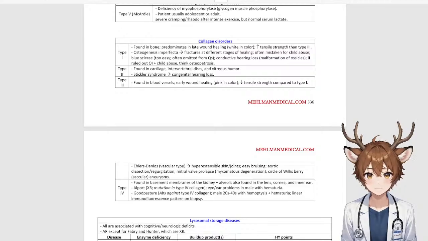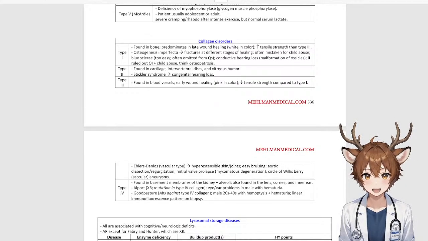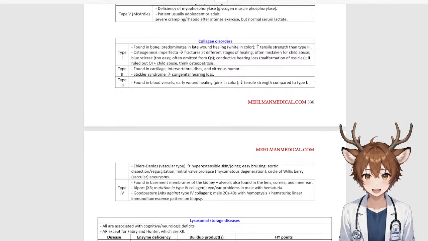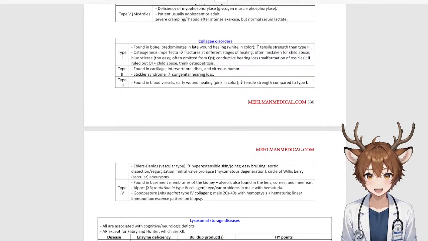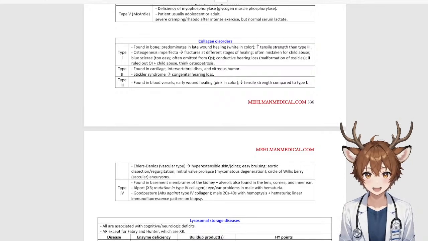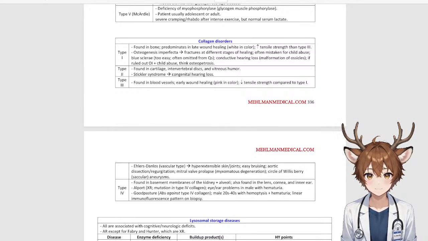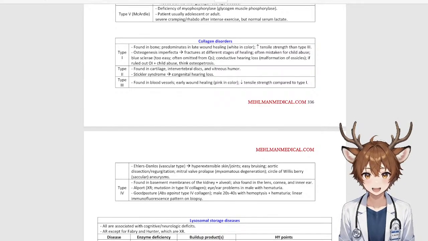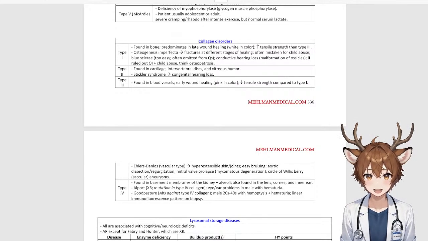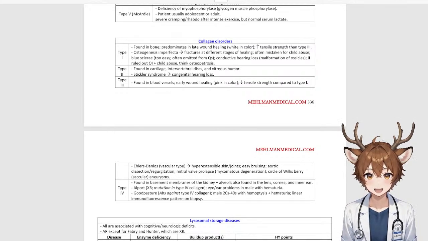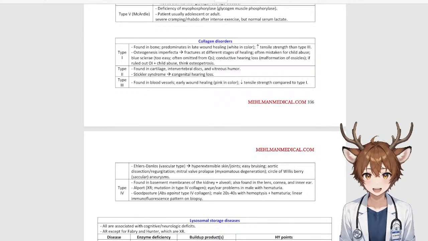What about type 2? Type 2 collagen disorder, found in cartilage, intervertebral discs, and vitreous humor. Stickler syndrome, congenital hearing loss. What about type 3? Found in blood vessels, early wound healing, pink in color, decreased tensile strength compared to type 1. Ehlers-Danlos, vascular type, leading to hyperextensible skin/joints, easy bruising, aortic dissection/regurgitation, mitral valve prolapse, myxomatous degeneration, Circle of Willis berry saccular aneurysms. Does not sound fun.